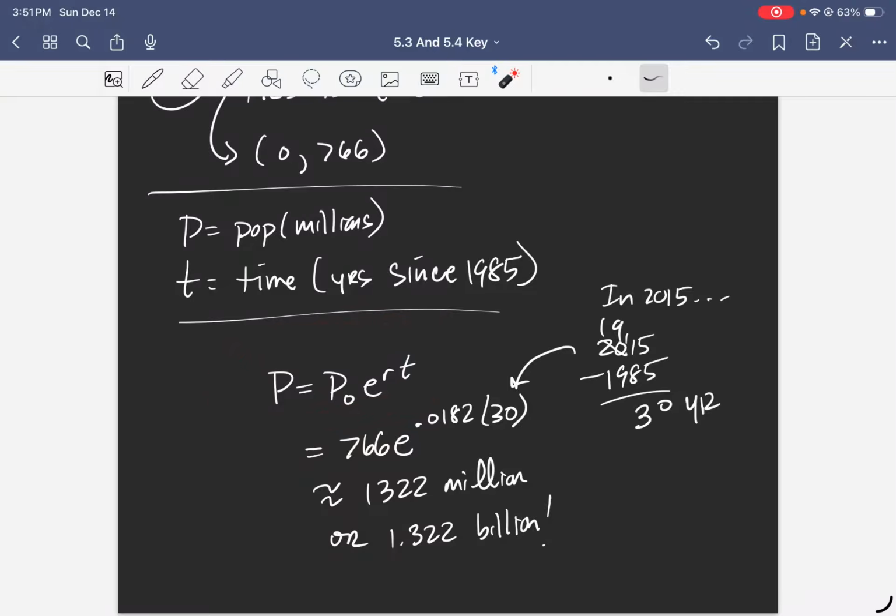So here, we're going to use population equals initial population times e to the RT. So there's our initial population. And it said it grew at a rate of 1.82%, so that's why that's R. And then it said, what's the population going to be in 2015? Well, 2015 minus 1985 means it's 30 years later. So putting this in the calculator, we get about 1322 million, which is about 1.322 billion people.